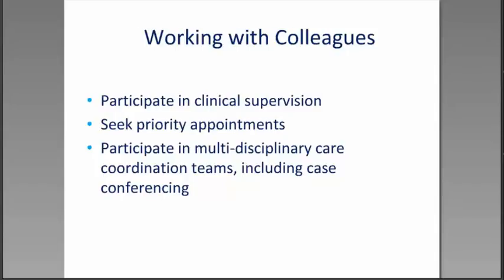And we also highly encourage you to participate in multidisciplinary care coordination teams, including case conferencing. This is where we have different disciplines around the table, such as a medical doctor, case manager, mental health provider, as well as a dietitian who are working with the same client as you are, so that all of you can share what the client has shared with you, so that you are in a better position as a team and also as a navigator to provide the services that a client needs.